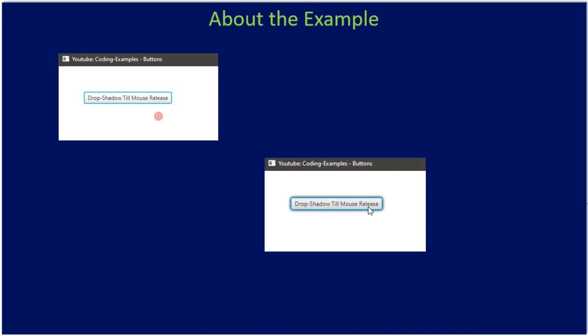So by default the form will display a button, and when the mouse button is in a pressed state, you can see the button will drop a shadow here. Once you release the mouse, the button will go back to the normal state. So here we will be tracking the mouse press and release.